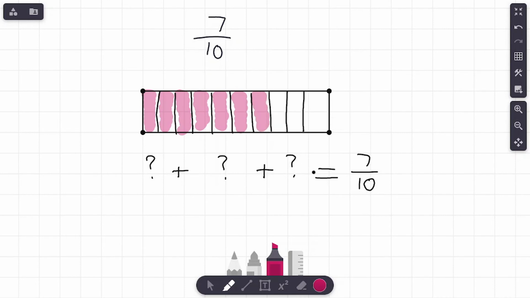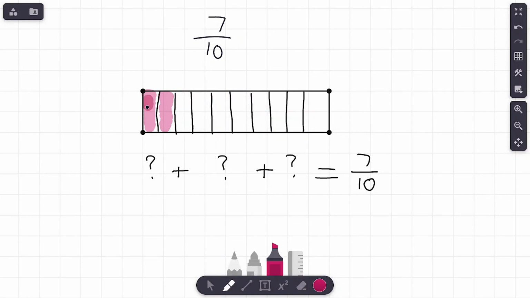Okay, so what I'm trying to do in this one, I'm trying to challenge myself. I'm trying to decompose the 7/10 into 3 different fractions. Okay, so let's see what we can do here. I'm going to leave a couple of these pink. I'm going to leave, let's say, 2 of them pink.